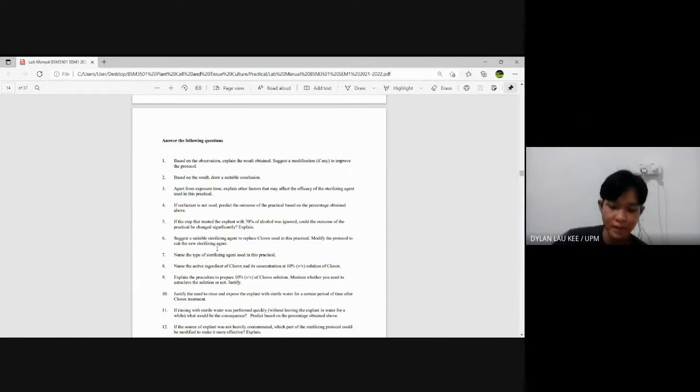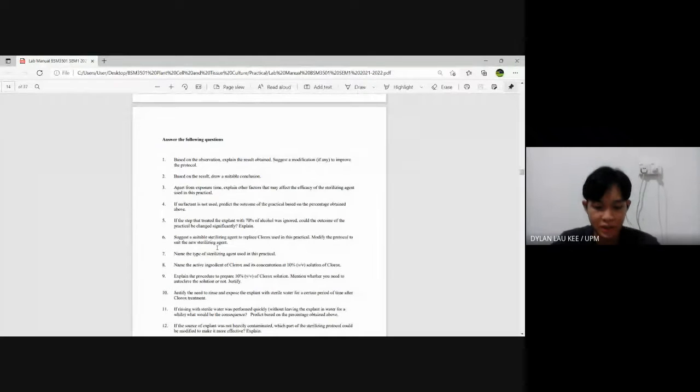A suitable sterilizing agent to replace Clorox used in this practical, I believe, would be hydrogen peroxide solution. We can use 12% concentration of hydrogen peroxide solution, and the exposure time of the leaf to the sterilizing agent is 5 to 15 minutes. And the precaution that we have to take is do not expose the hydrogen peroxide solution to the air for a long time, as it is relatively unstable and may decompose to water and oxygen.